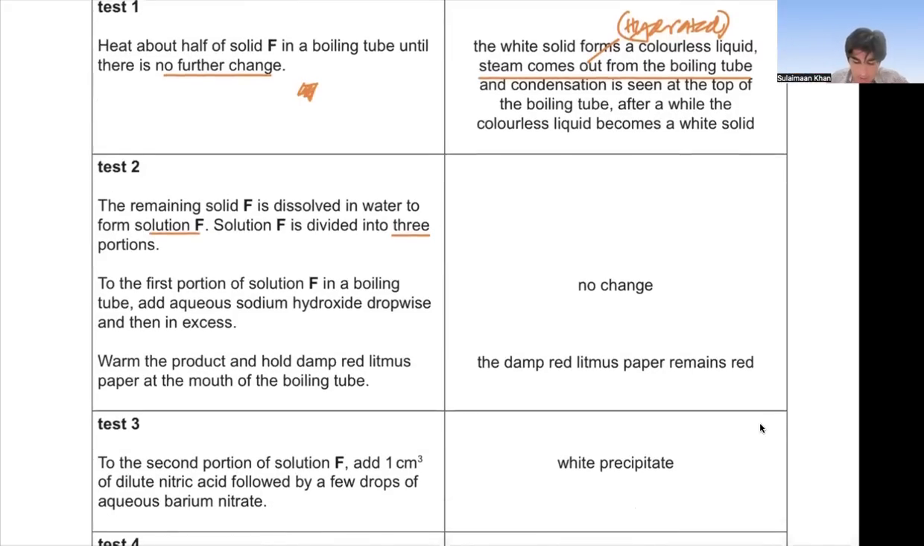So now he's saying to the first portion of solution F in a boiling tube, add aqueous sodium hydroxide drop by drop and then in excess. What is he trying to test for? He's trying to test for the cations.